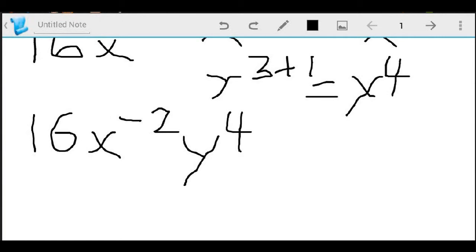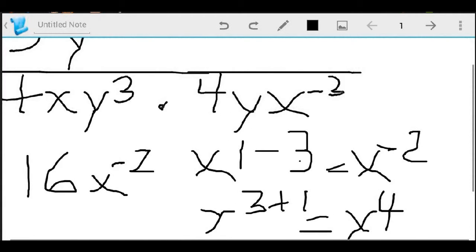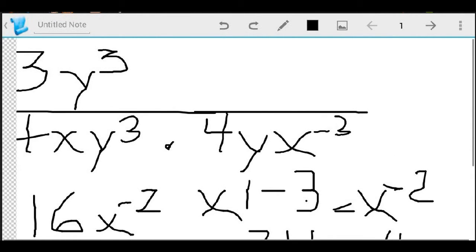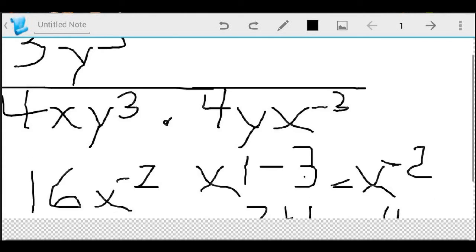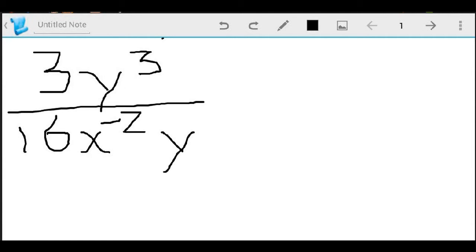So now let's replace the bottom of the equation with that. We're going to scroll back up here. Remember, on the top we had 3 times y cubed. So now we're going to rewrite that: 3 times y cubed. And on the bottom now, we have 16x to the negative 2 power. That is a 2, not a z. And y to the 4th power.